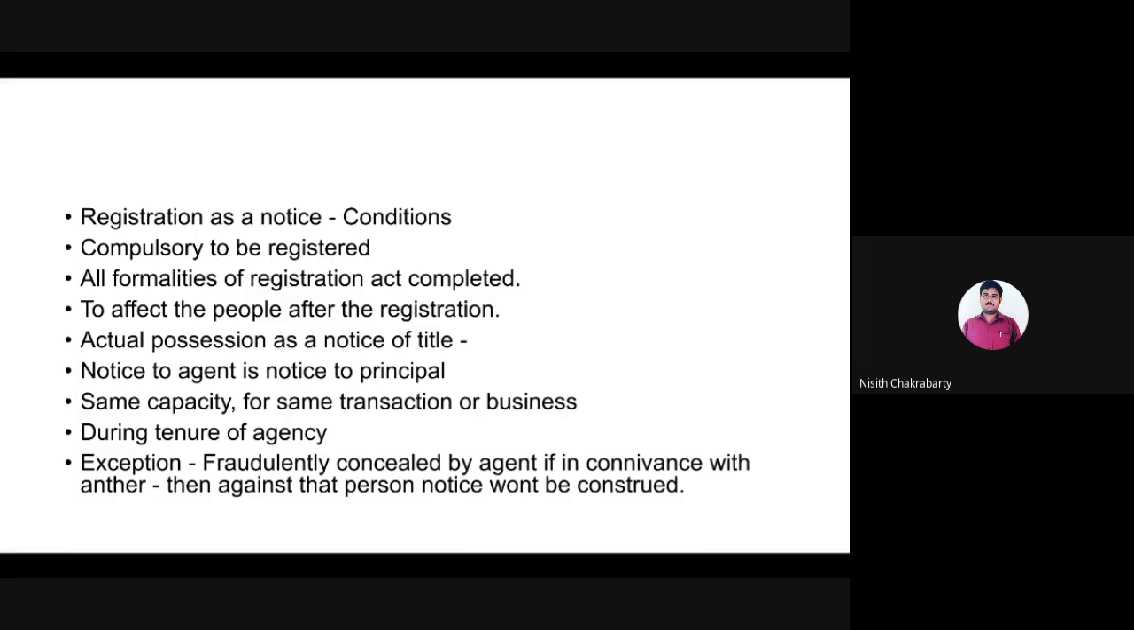That means that I'm a principal and I have appointed an agent, and if the agent has received a notice, then it will be deemed as if the principal has received a notice as well. But for that also some conditions have to be satisfied, that it must be in the same capacity.